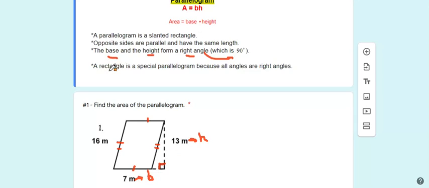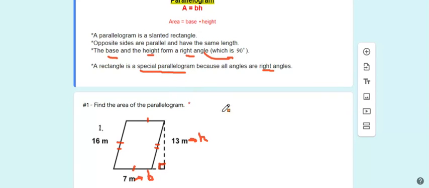Okay, now a rectangle would be a parallelogram as well. It's a special parallelogram because all angles are right angles. So if you see a rectangle, it would fall into this category. We would say base times height, or you probably know it as length times width.